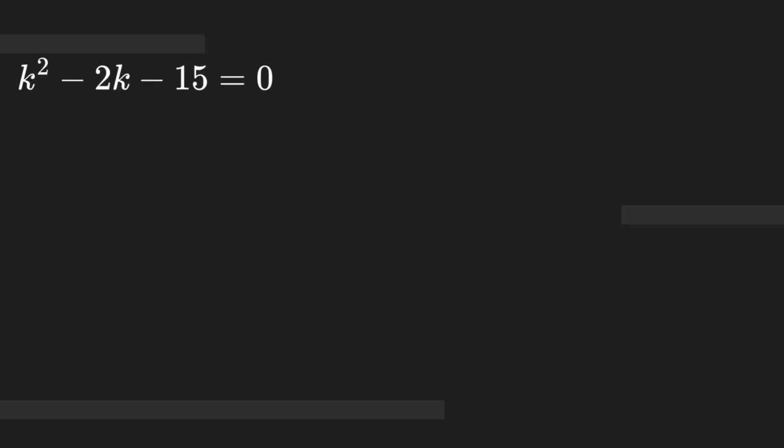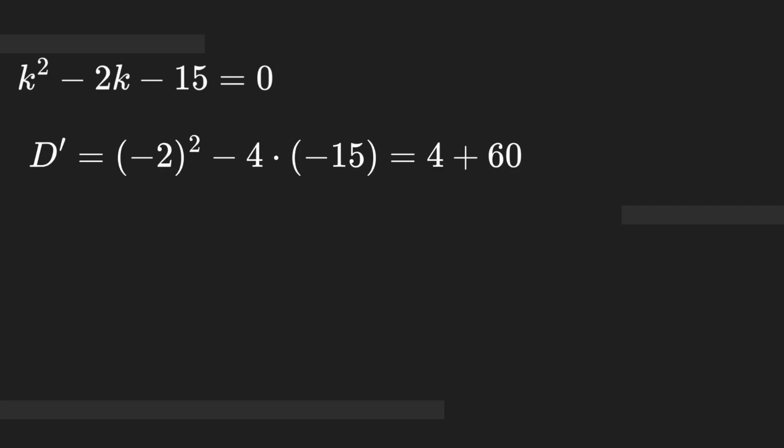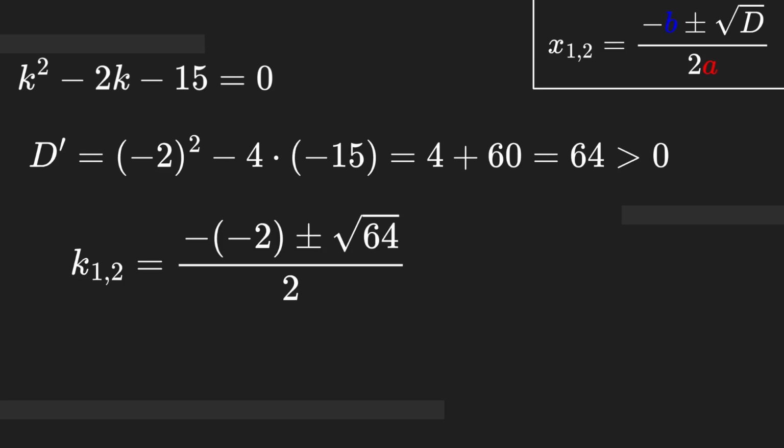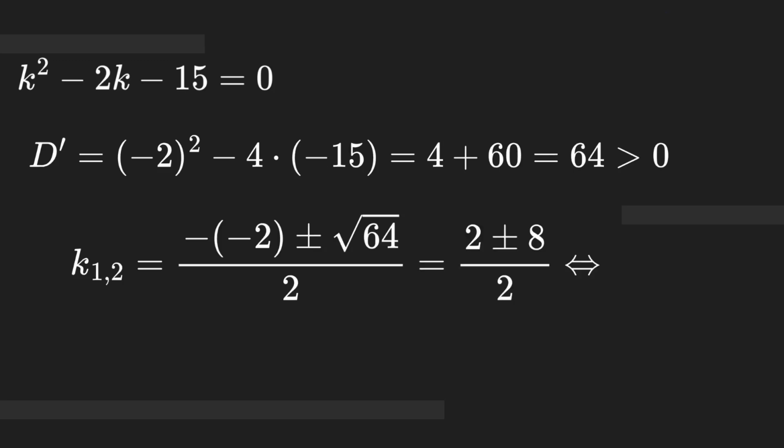The discriminant of this equation is d prime equal to negative 2 squared minus 4 times negative 15, equal to 4 plus 60, equal to 64, which is positive. Therefore, we get two solutions. We will apply this formula and we will get k equals negative of negative 2, plus minus the square root of 64, over 2, equal to 2 plus minus 8 over 2. Thus we get k equals 5 or k equals negative 3.